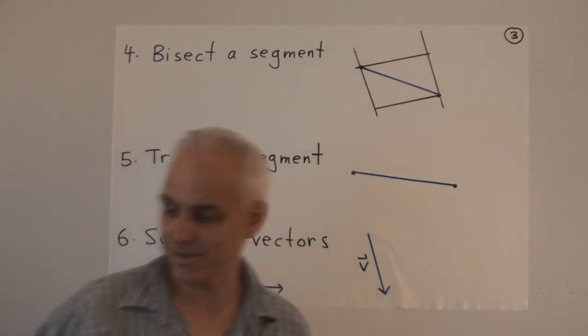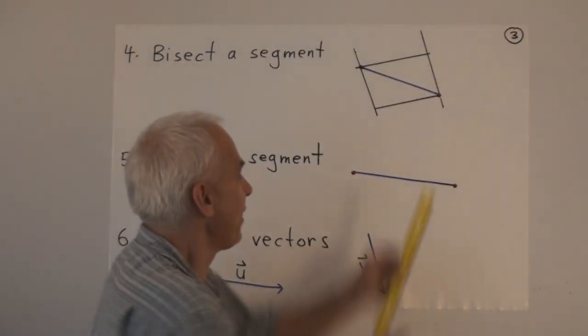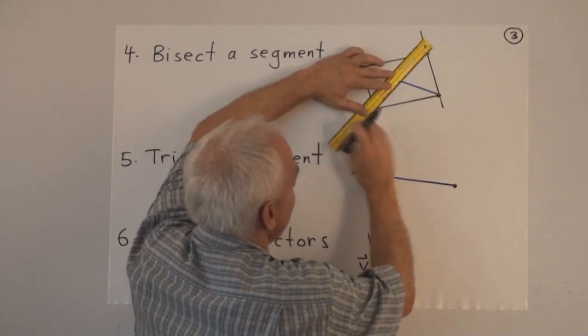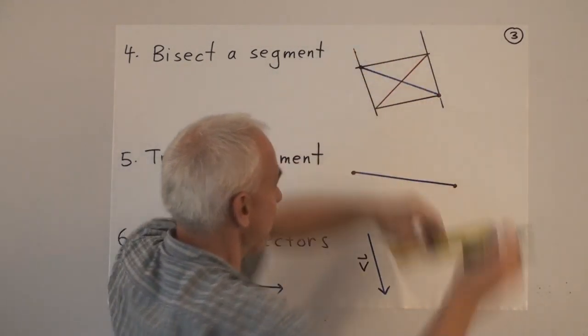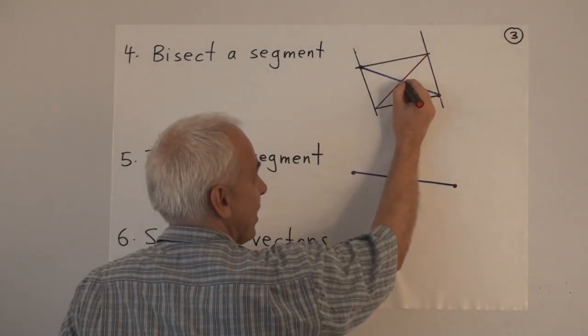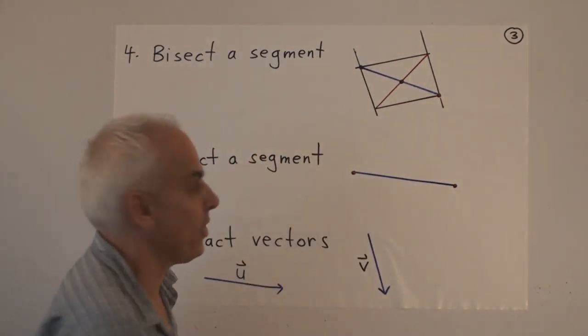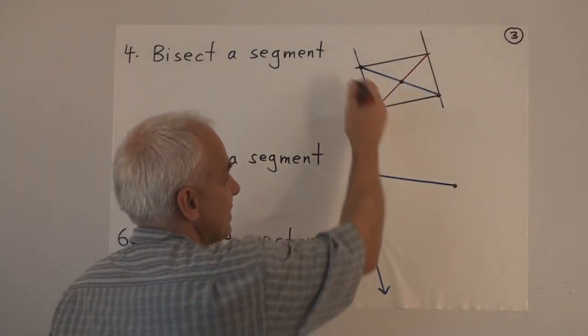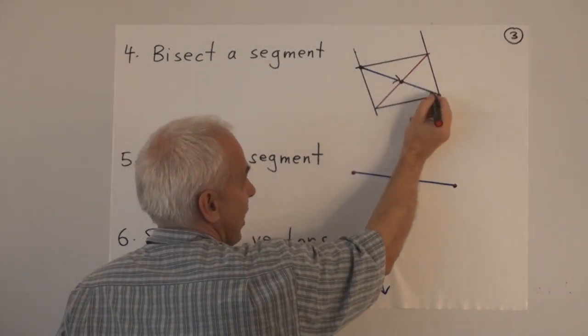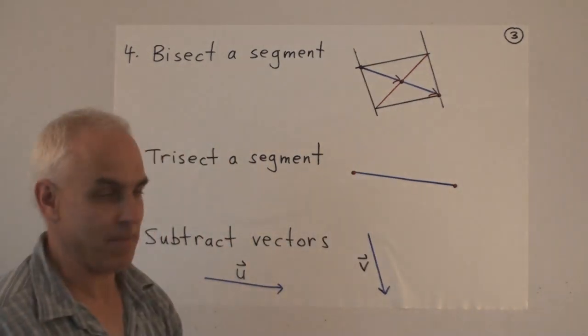And then what we do is we draw the other diagonal. The other diagonal of that parallelogram gives us then a point which is going to be the midpoint of this segment. So this vector and this vector are going to be the same.